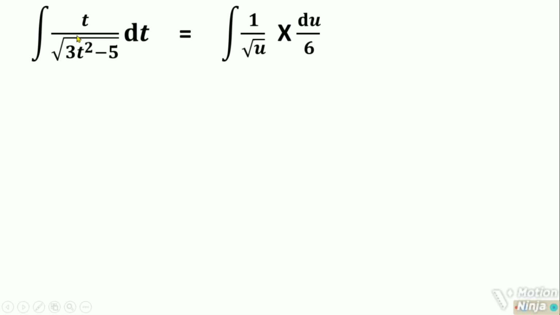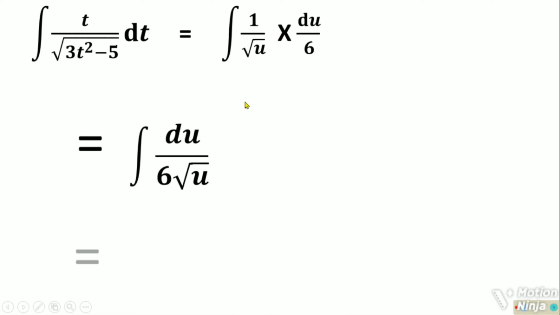The integral of t over the square root of 3t² minus 5 dt is equal to the integral of t dt times 1 over the square root of 3t² minus 5. We remember that 3t² minus 5 is equal to u, so here will be 1 over the square root of u times t dt, which is du over 6. So if we multiply here, we will get du over 6 square root of u.